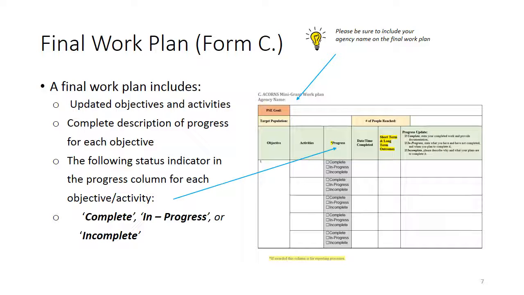Next, we have our Form C, which is the final work plan. Using your work plan from the beginning of the year, we would like you to fill out the sections of objective and activities, and then from there you can fill out the progress, and as well the progress updates. So following the instructions under if complete, if in progress, and if incomplete, you can fill out this part of the form.